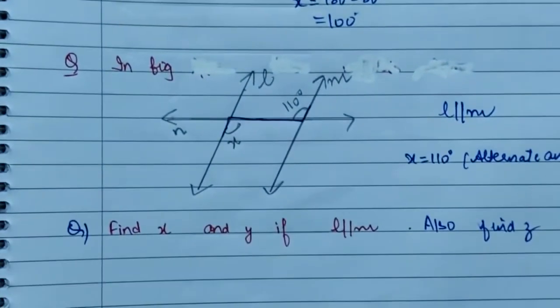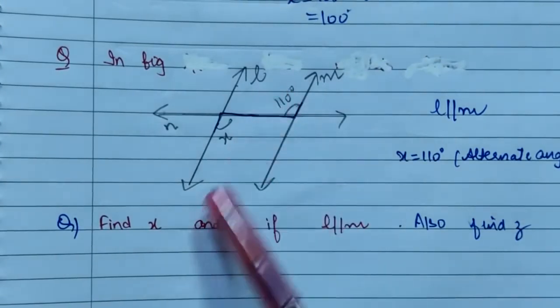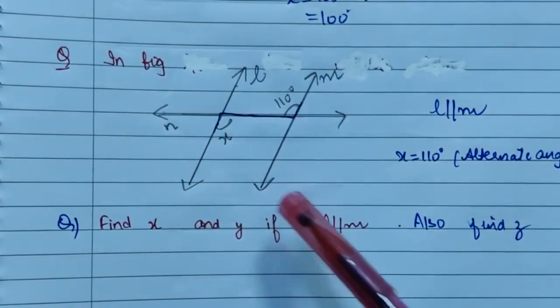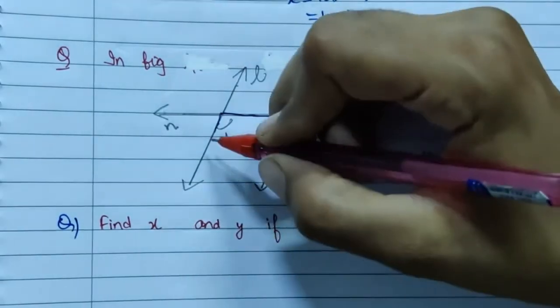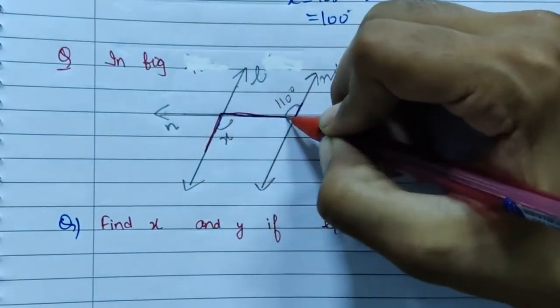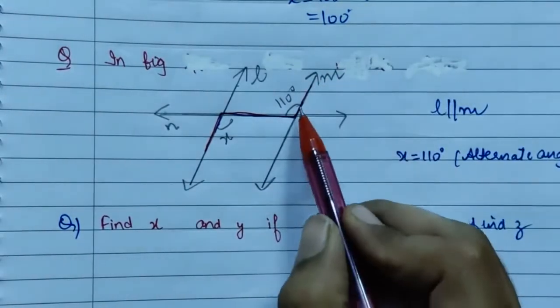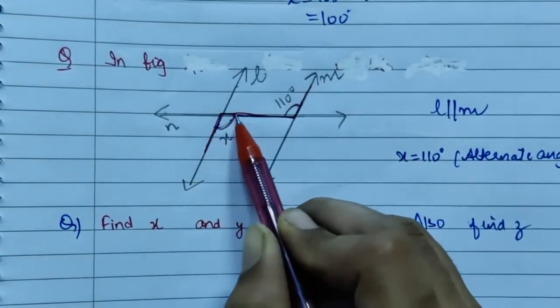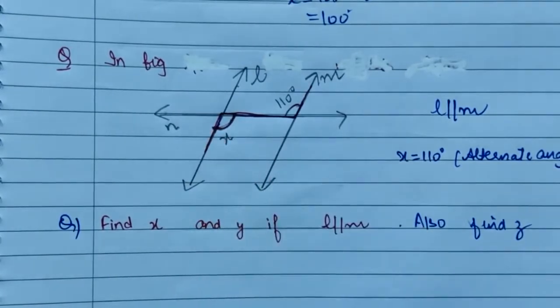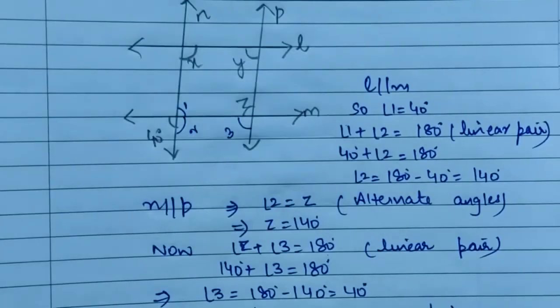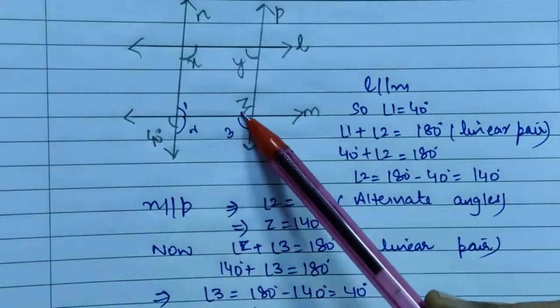Now see the next question. The two lines L and M are parallel to each other and we have to find x. If you see carefully, Z is forming here. So this angle will be equal to this angle. So this will also be 110. What will be the reason if Z is forming? Yes, alternate angles. Now in the next question, L is parallel to M and you have to find x, y and z.